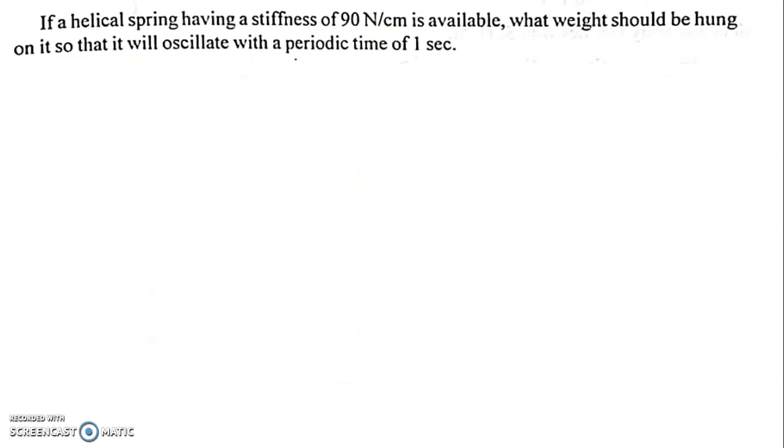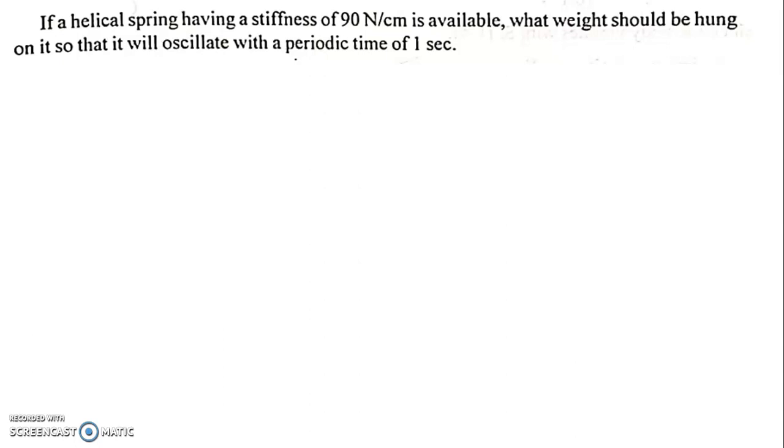If a helical spring having stiffness 90 Newton per centimeter is available, what weight should be hung on it so that it will oscillate with a period of time 1 second? So again we will be analyzing the data. The stiffness K is given 90 Newton per centimeter. So we can convert it into Newton per meter. Okay. If we are using the meter as the unit. What weight we should hang so that it will oscillate with a period of time 1 second.